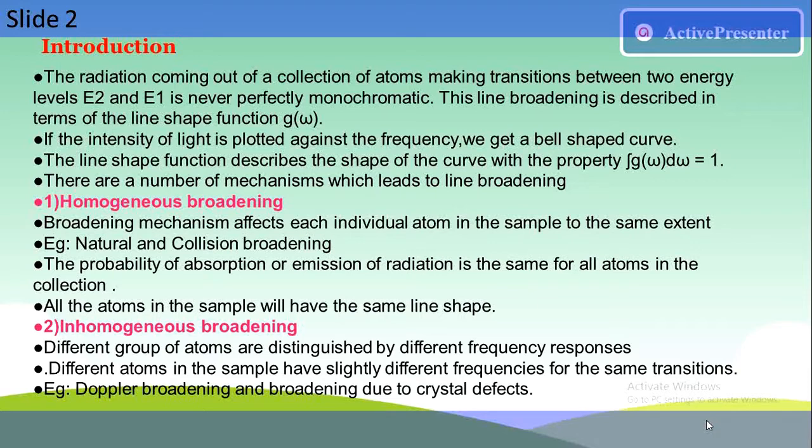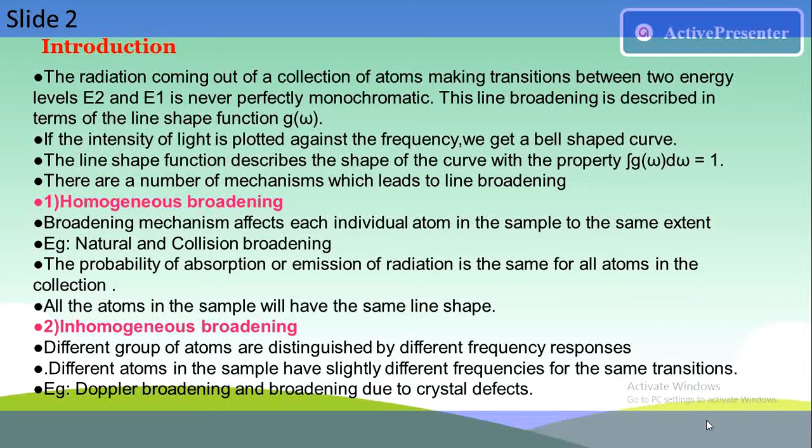There are a number of mechanisms which lead to line broadening. They can be broadly classified into two categories. The first one is homogeneous broadening and the second one is inhomogeneous broadening. First, homogeneous broadening. If the broadening mechanism affects each individual atom in the sample to the same extent, then the broadening is said to be homogeneous.